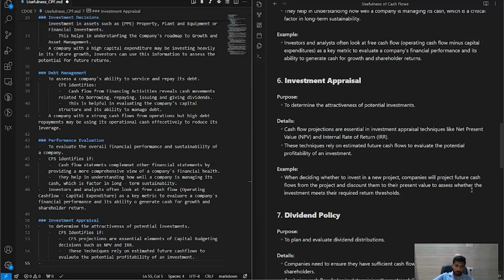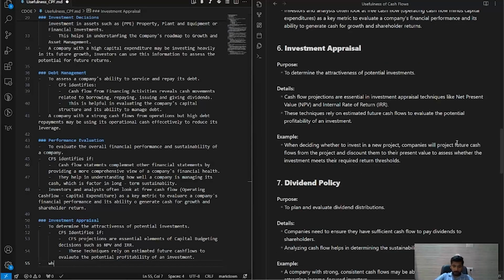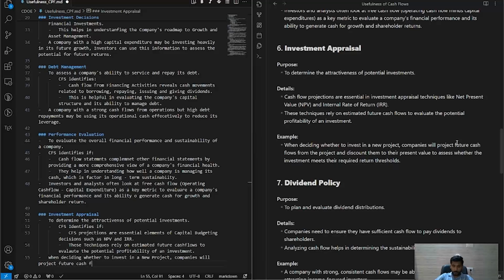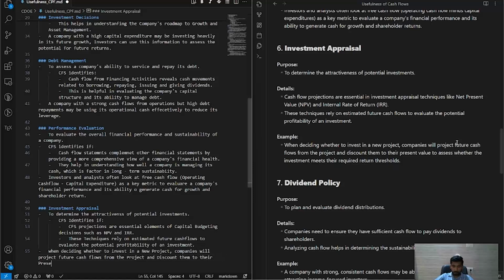If we have a look at the example, for example, when we decide whether to invest in a new project, companies will project future cash flows from the project and discount them to their present value to assess whether the investment meets their required return thresholds.